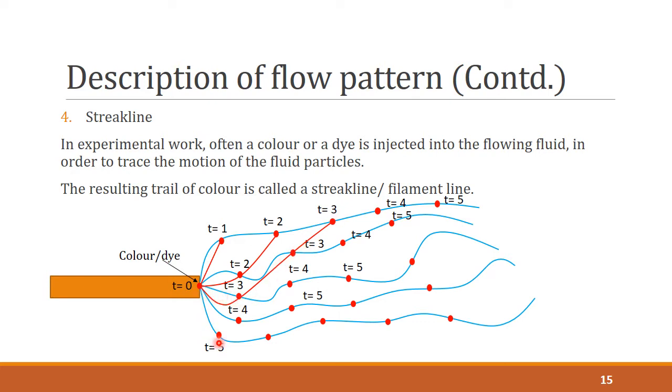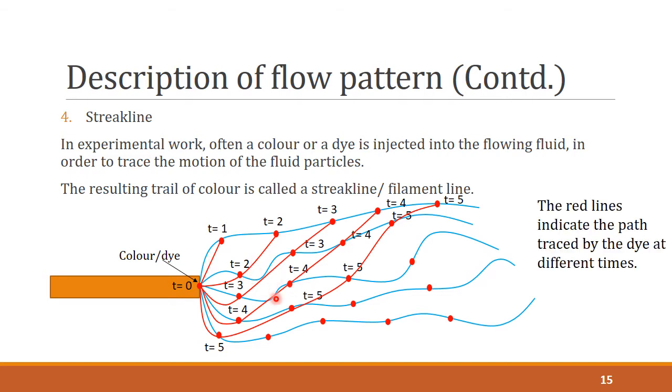Sorry, this is t equal to 4, and similarly when you take t equal to 5, you will get these lines. So these red lines that you see here, obtained by joining the points of the same time, are known as a streak line or a filament line.